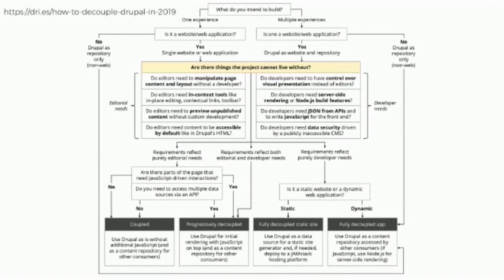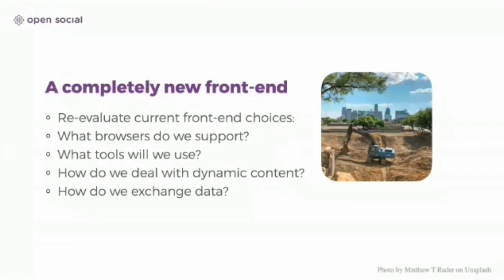When we look at what it gives us as an opportunity to build a completely new front end, we can reevaluate some of the choices that we have in our current front end. For example, what browsers we support, what tools we will use, how do we deal with the dynamic content versus what is static, for example, for anonymous users, and how do you exchange that from Drupal, which now does all the rendering, to this separate application.